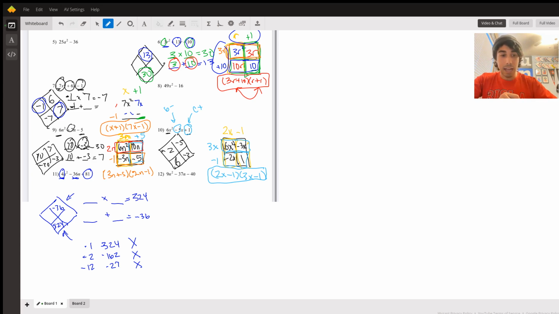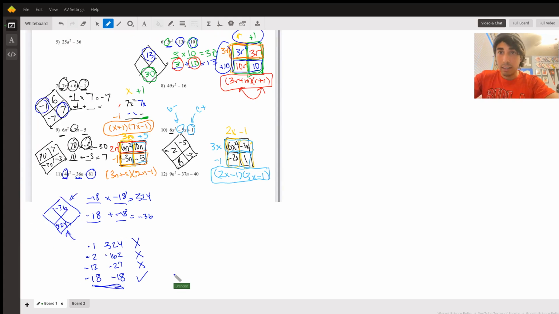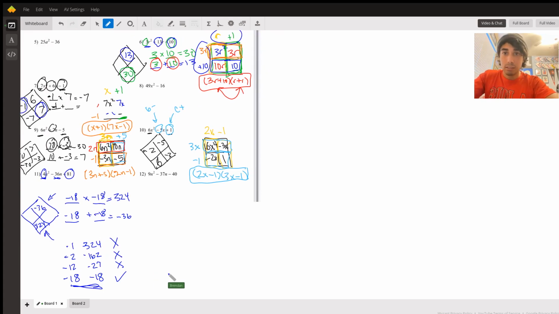So the next thing that actually works is going to be 18. If you notice, 324 divided by 18 is actually 18. And this, in fact, does add up to negative 36. So negative 18 and negative 18 add to negative 36, and they multiply to 324. All right, so now we can move into the box method, finally.